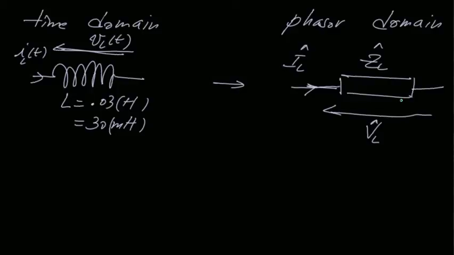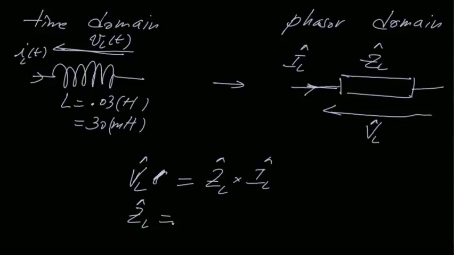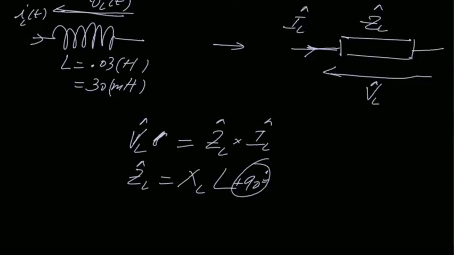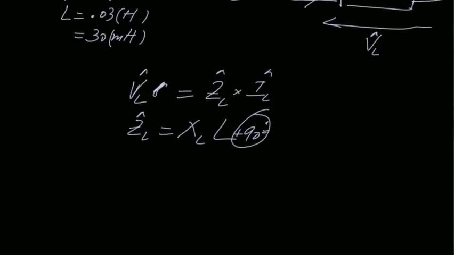Ohm's law applies equally to the time domain and the phasors domain. So we can simply say that VL equals ZL times IL. Now let's see, what is ZL? We told you that for an inductor, ZL is XL with an angle of plus 90 degrees. And this is the famous 90 degrees that shows me the relationship between current and voltage, right?